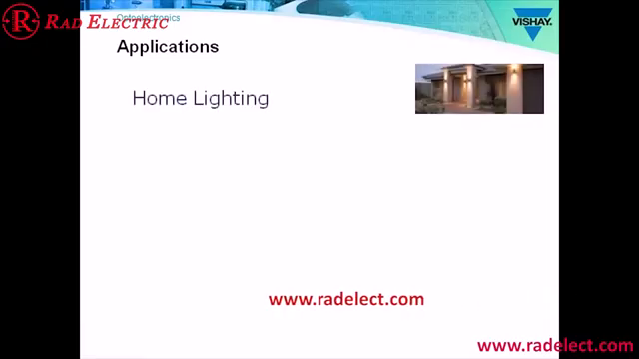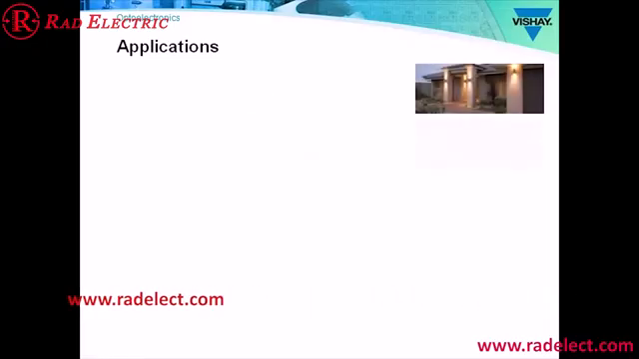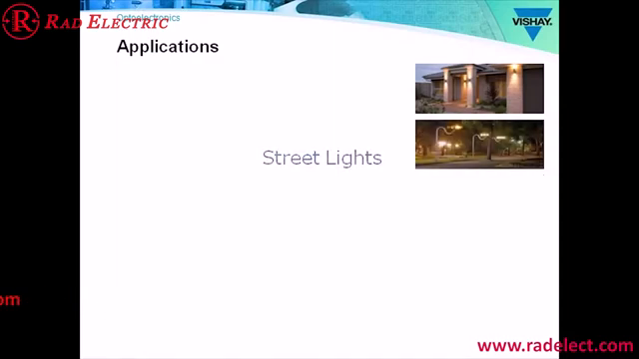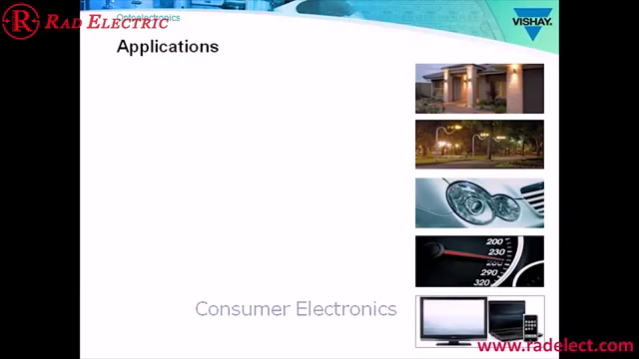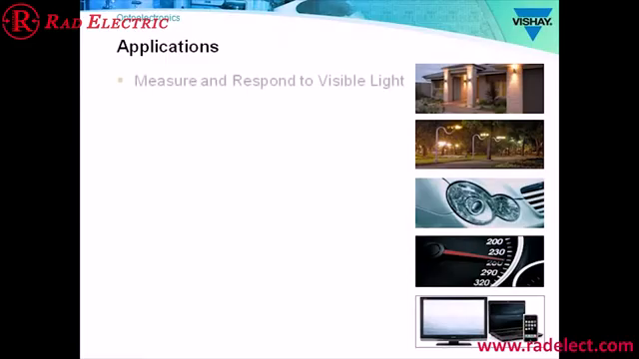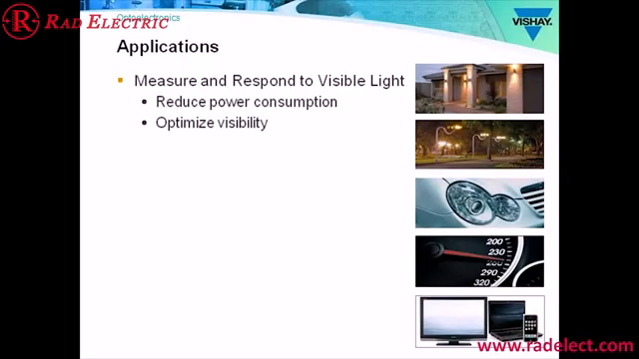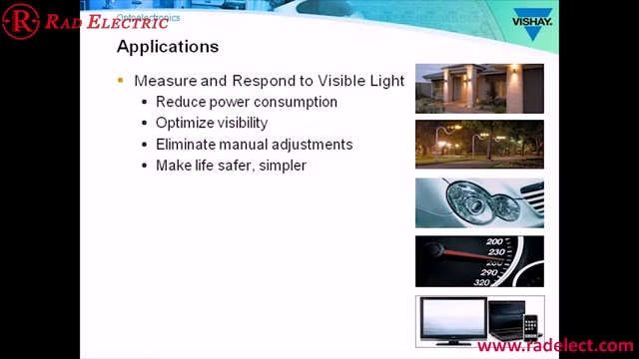When it gets dark and the front porch and street light automatically turn on, they are using an ambient light sensor. When your car lights turn on when entering a tunnel or at dusk, it's using an ambient light sensor. And when the power to the backlight on your touchpad phone or notebook PC automatically adjusts, it's using an ambient light sensor. By measuring and responding to ambient light, these sensors help conserve battery power, optimize visibility, and provide extra safety by eliminating the need for manual adjustments, making life safer and simpler.